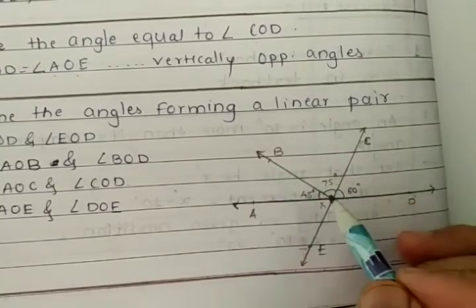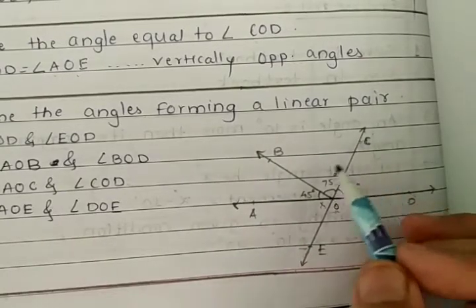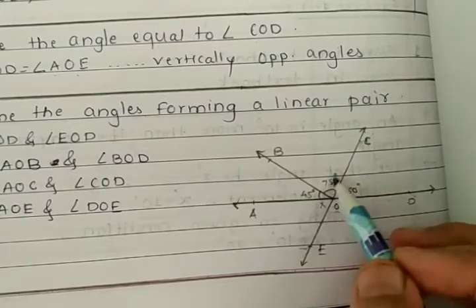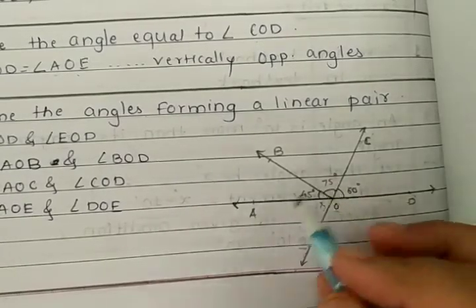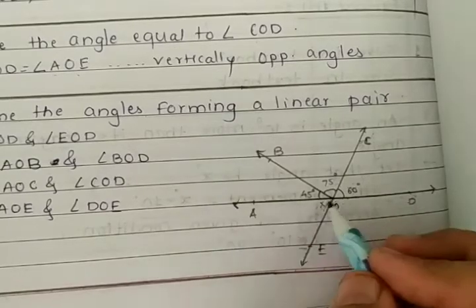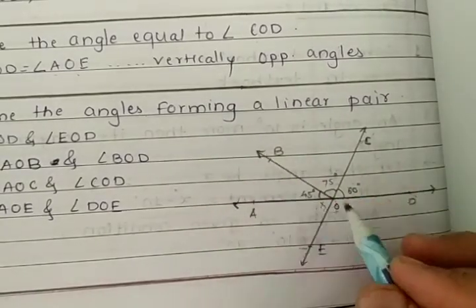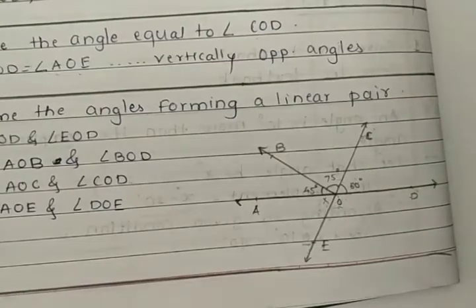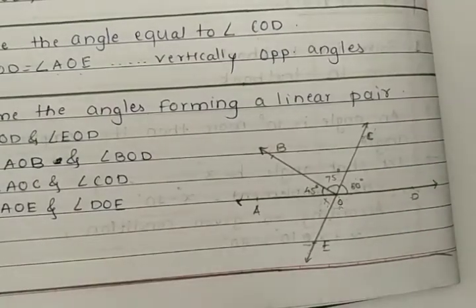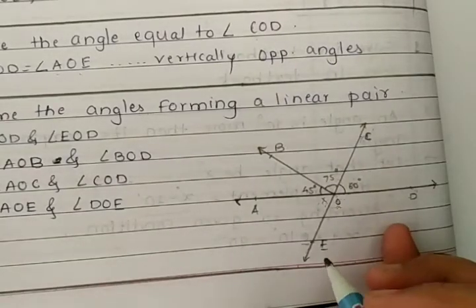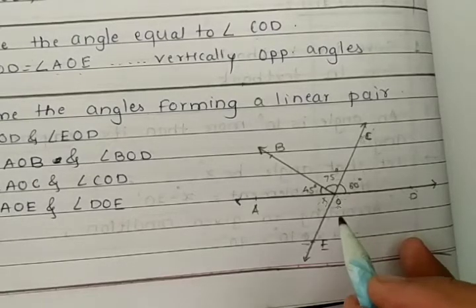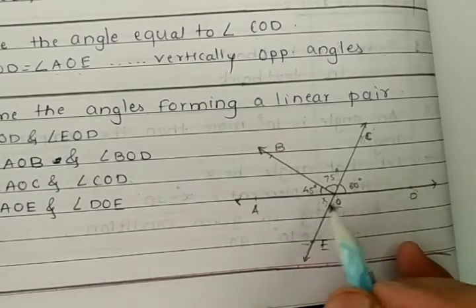One more pair you can write here. See, BOC plus BOE. These two are also forming a linear pair, right? One more pair you can see here, AOB and BOD. These two are also forming a linear pair. Two angles whose sum is 180 degrees are said to be linear pairs. So in that way you can find the linear pairs here. Clear?